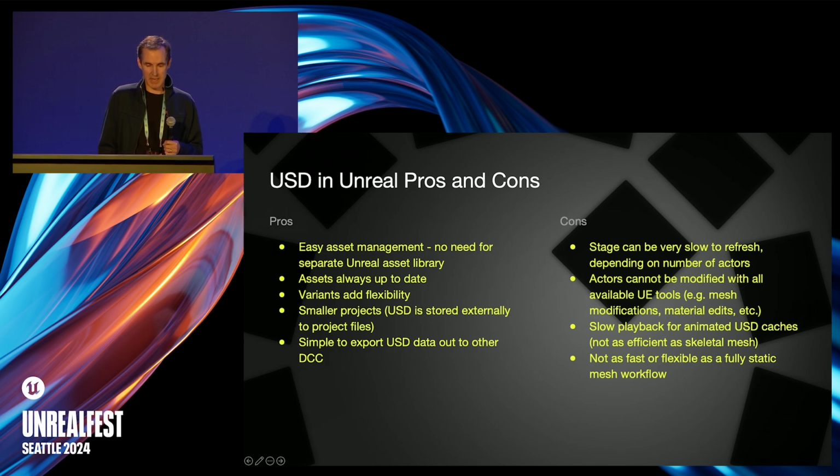Playback of animated USD caches was slow, so we ended up sticking with Alembic for animated cache geometry. Specifically, skeletal mesh Alembic seemed to be the most efficient for us. And in some cases, artists did opt to still use the static mesh workflow because they simply wanted to be able to work with things really quickly and have more flexibility. But even in those cases, because we had that metadata tagged on all the assets, we could still figure out what the real asset was that they had started with.